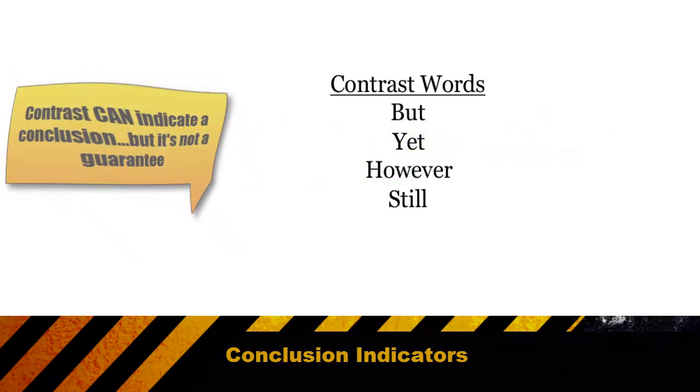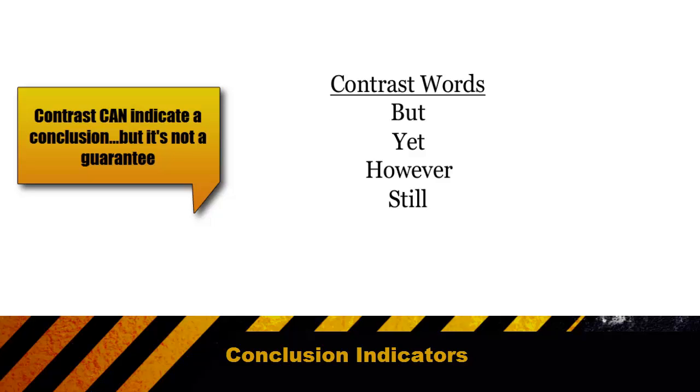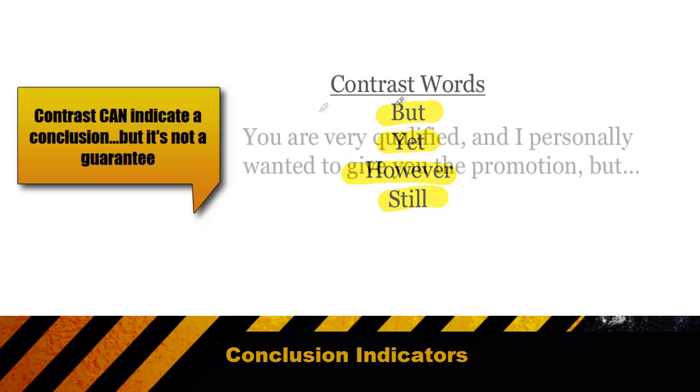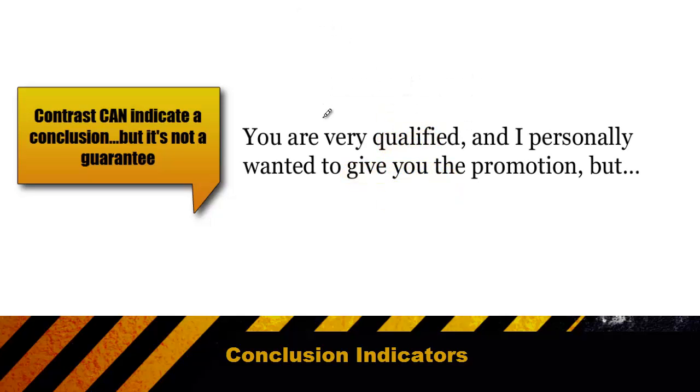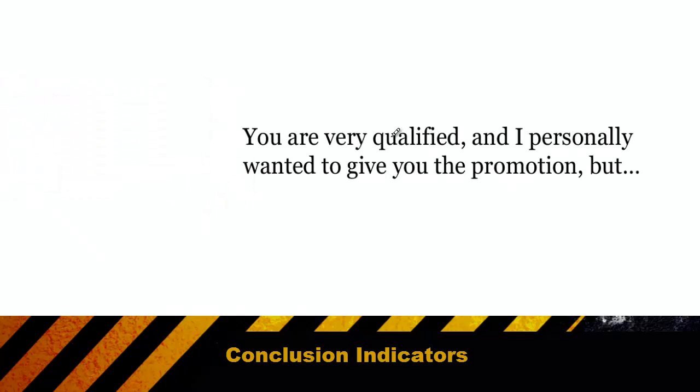When you're trying to identify the conclusion in an argument, contrast words can be a clue. Words like but, yet, however, and still. These words indicate that the point of the argument or passage is very different than the sentences that came right before the contrast word. So, if you meet with your boss and she says, look, you're very qualified and I wanted to give you the promotion, but as soon as she says but, you know you're not getting the promotion.